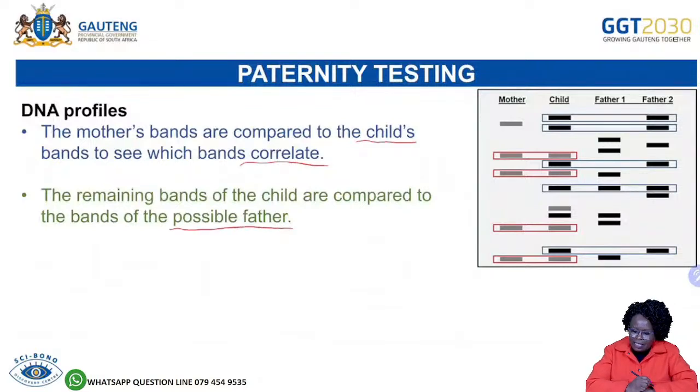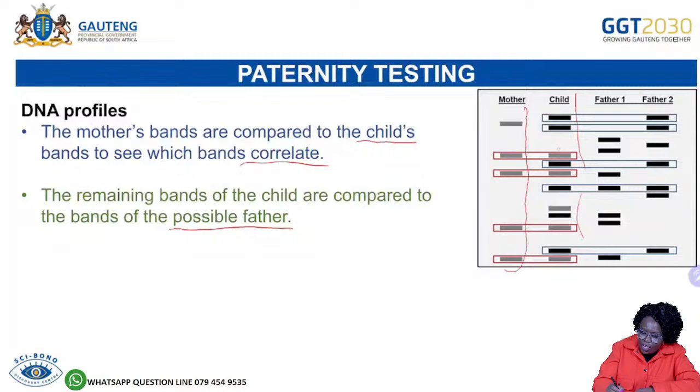If you look at the example that is given here, we've got the mother, and you can see that the bands are in gray. But here is the child, and there are two fathers, but we're not sure which one is the father. When we check the child and mommy, they have got the same bands, there's a correlation. But if you look at the fathers, this is how you work it out. Check father one. On father one, this band is standing alone.